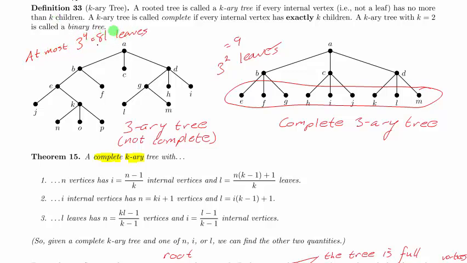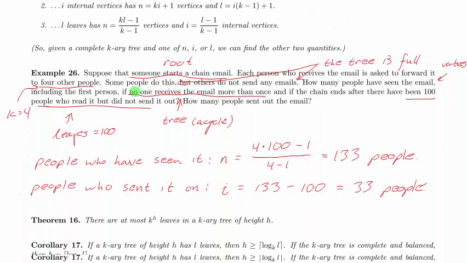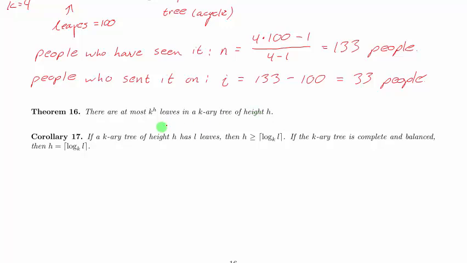And we don't have anywhere close to 81 leaves here. We have a total of 10 leaves in this graph. But that gives us an upper bound on the number of leaves in a k-ary tree of a particular height. And then if a k-ary tree of height h has L leaves, then the height is going to be greater than or equal to the ceiling of log base k of L. If the k-ary tree is complete and what's called balanced, then we're going to get equality. Balanced means that all of the leaves are at height h or h minus 1.